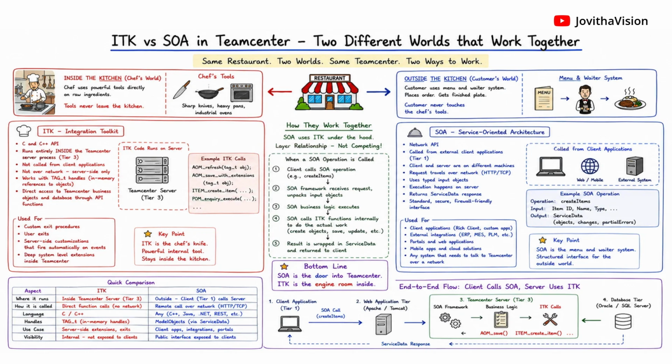This is the key insight. SOA and ITK are not competing alternatives. They work together in a layer relationship. When a client calls a SOA operation, for example, create items, here is what happens inside the server. The SOA framework receives the call, unpacks the input, and then calls ITK functions internally to do the actual database work. So, ITK is what SOA operations use under the hood. The client never sees the ITK. The client only ever sees the SOA service interface.